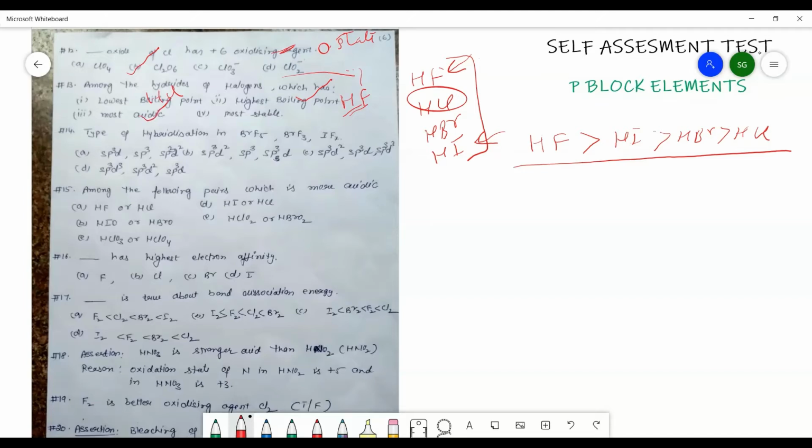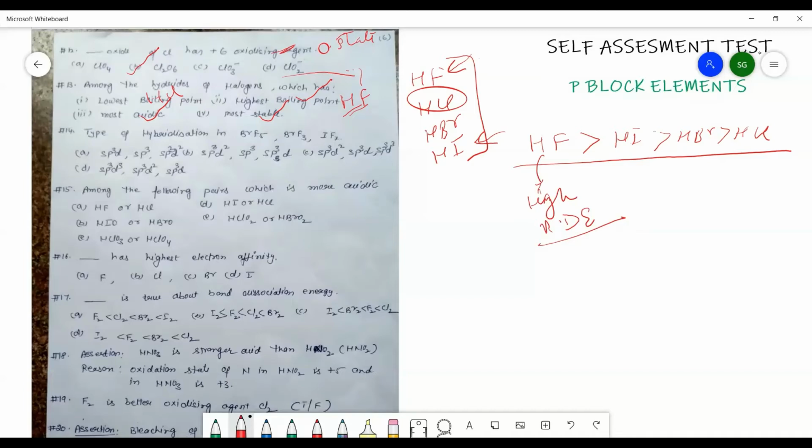This is HI because of low bond dissociation energy between H and I. And the last one is, which one is most stable? So the most stable is HF because of high bond dissociation energy. So for the boiling point, the reason is hydrogen bonding, and for the stability, the reason is bond dissociation energy. So remember this for HF.